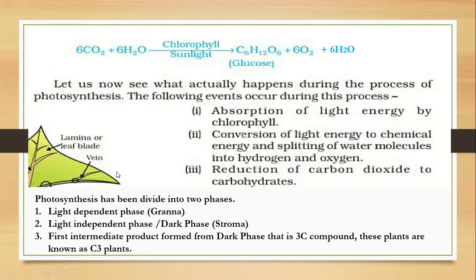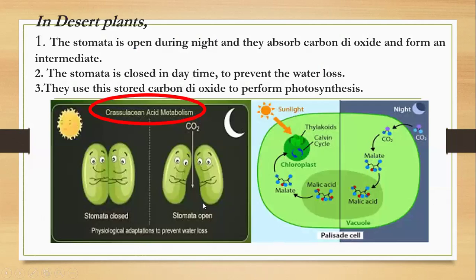The carbohydrate takes hydrogen and makes the glucose molecule. We already discussed that photosynthesis is divided into two phases. One is the light dependent phase and one is the light independent phase, which may be called the dark phase. The light dependent phase happens in the grana, and the light independent phase is performed in the stroma. The first intermediate product formed in the dark phase is a C3 compound, and the plants are known as C3 plants.